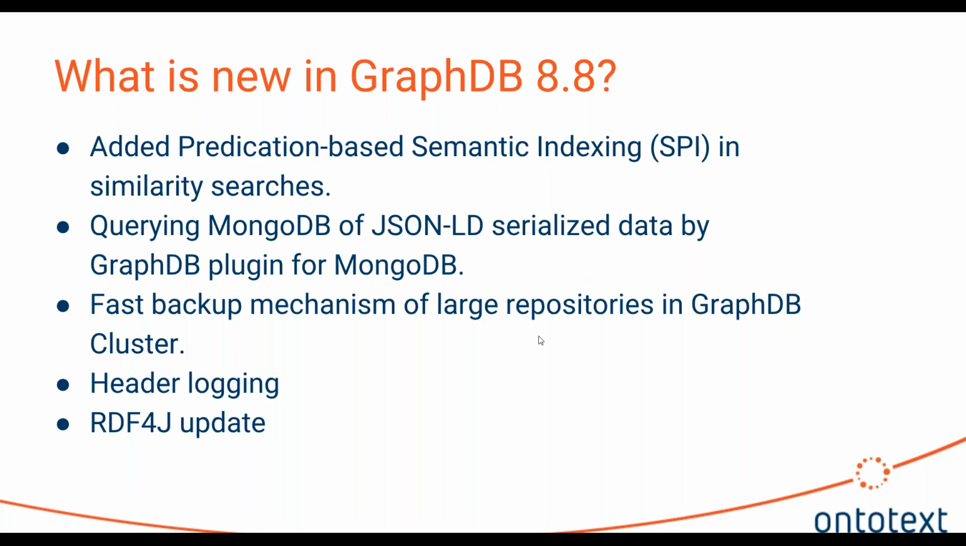There's a faster backup mechanism for the cluster. The cluster is a high availability tool available together with the GraphDB Enterprise Edition. And we also have a very important feature for those of you who are security minded, which is audit headers and request ID tracking. This makes debugging easier since you can track a request through a variety of services, and you can also audit what someone has just requested through the audit headers.